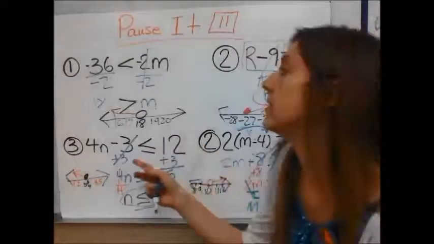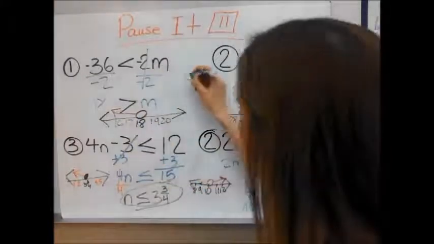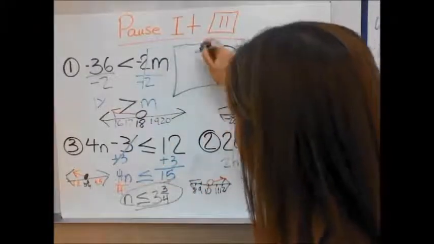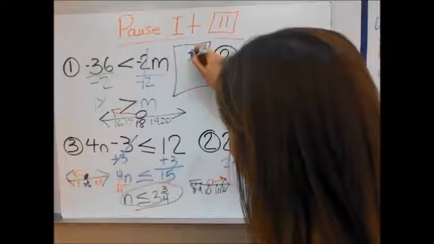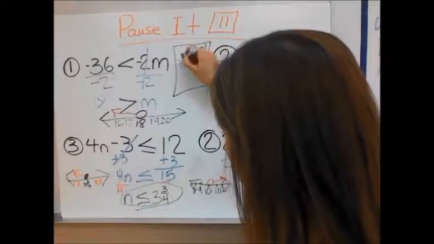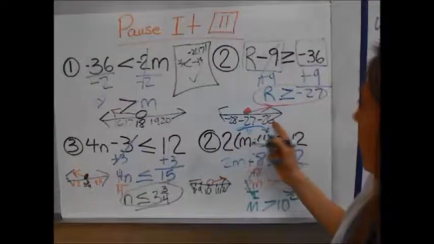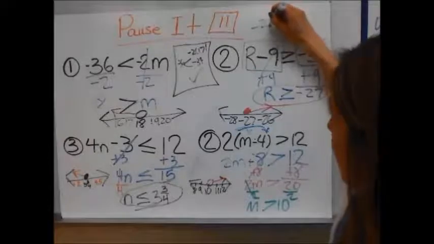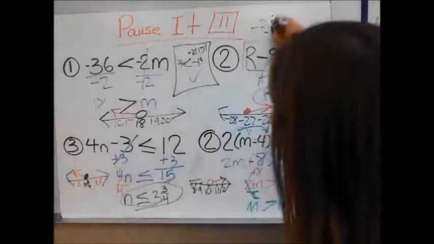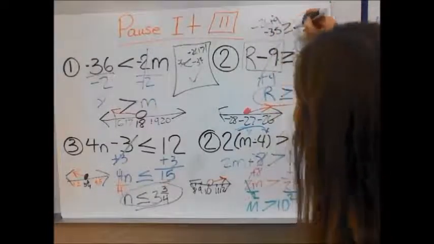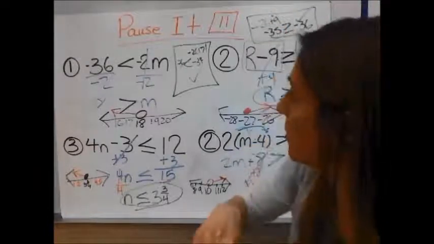Let's just look at how we could have checked these. This graph right here, I could have plugged in 17 for m to see if it works. So negative 2 times 17 is negative 34, and negative 34 is greater than negative 36. So that one checks out. And then I can pick one on this graph, negative 26. Negative 26 minus 9, or plus a negative 9, is negative 35. And so negative 35 is greater than or equal to negative 36. And that's true. So that checks out.